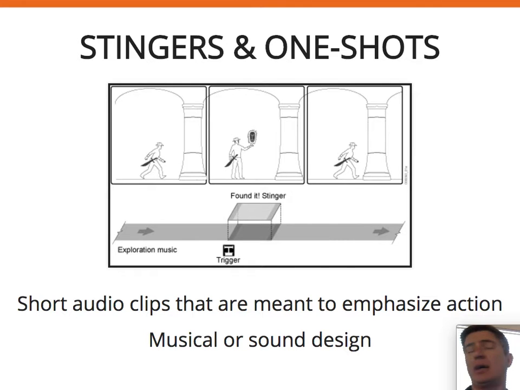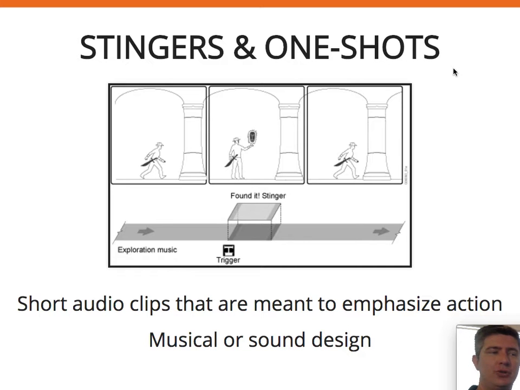And loops become a very integral foundation for a music system. You are constantly transitioning between pieces of music that loop and ones that don't loop. And that's what we'll talk about next. A one-shot is a piece of music that does not loop. It only plays once.